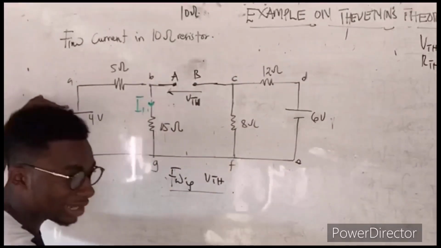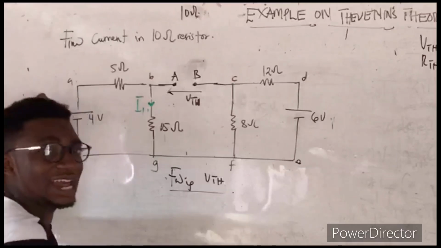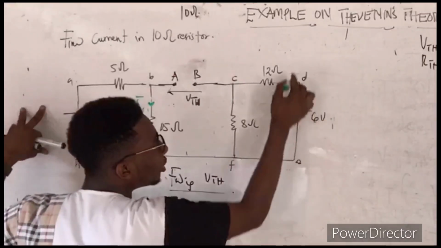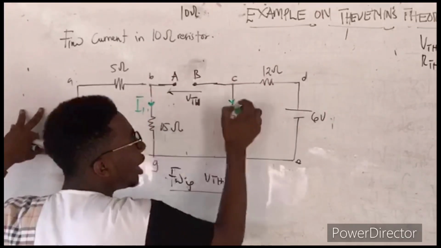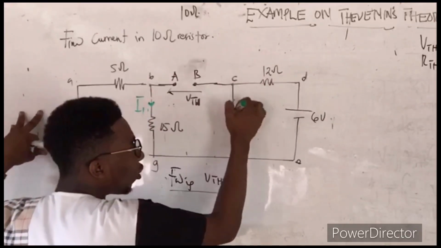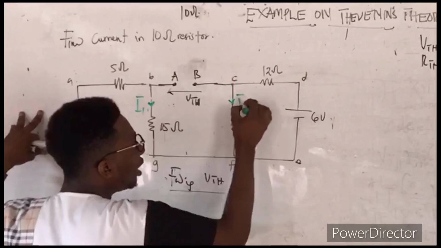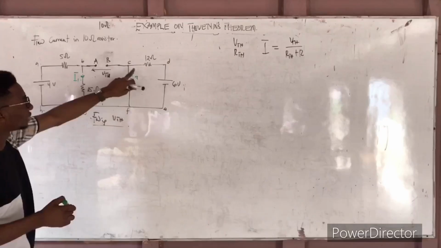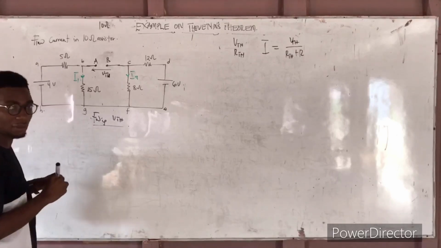It's open circuited, and it means it has infinite resistance. The same way, the current that is produced by the 6 volt will also pass through here. They'll get to this junction, and they'll all pass through here again. So the current through here, let's say it's I2, because this open circuit will resist all the current from passing through it.